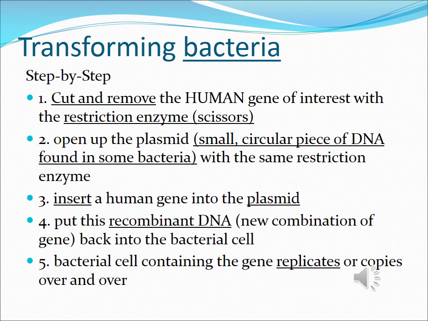You insert the human gene into the plasmid, then you put recombinant DNA, a new combination of genes, back into the bacteria, like we just saw in the last picture, and then the bacteria cell contains the gene replications or copies over and over and over again, and you get this colony of bacteria that basically is making a protein that you want it to make.